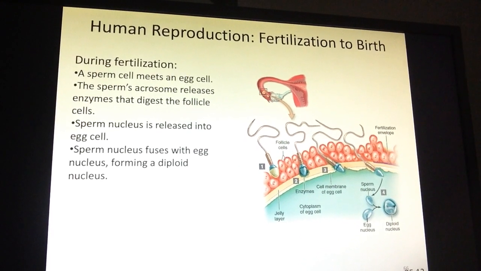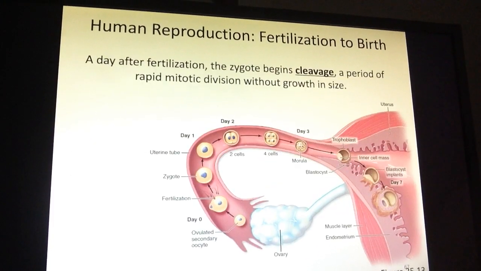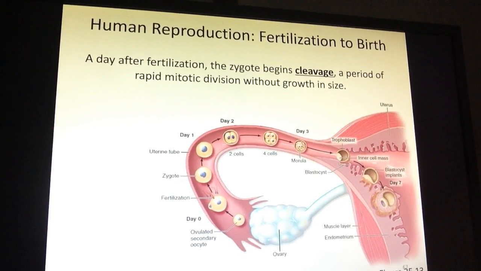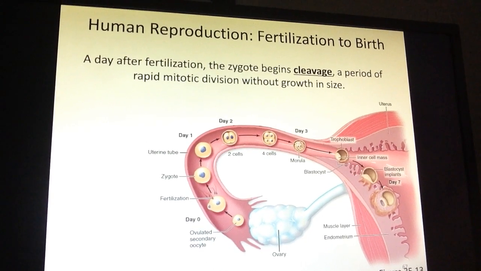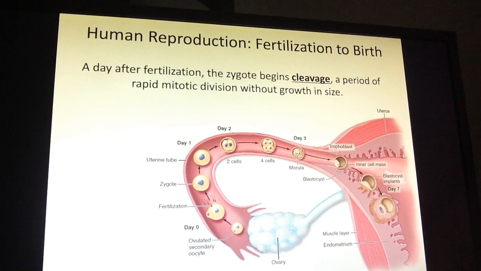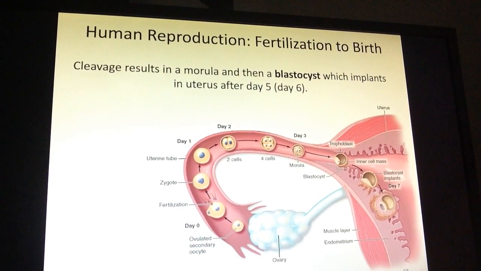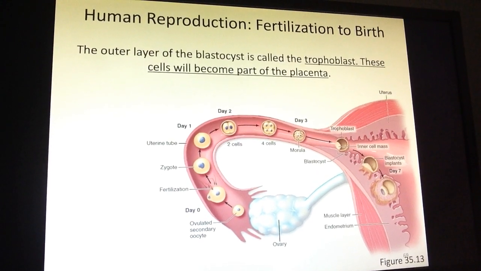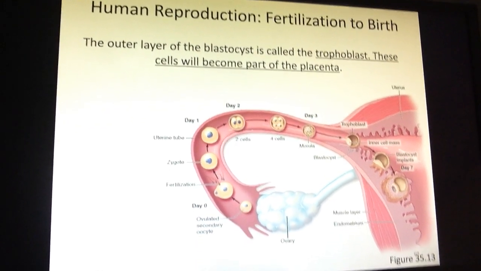During fertilization, the sperm nucleus combines with the egg nucleus in this way, and then that fertilized egg, which is called a zygote, goes through cleavage, a mitotic cleavage, which is rapid mitosis. All right, the blastocyst, after day 5, implants in the uterus. The outer layer of blastocyst cells.